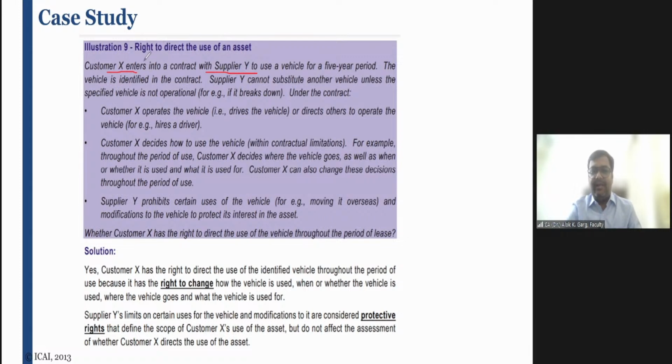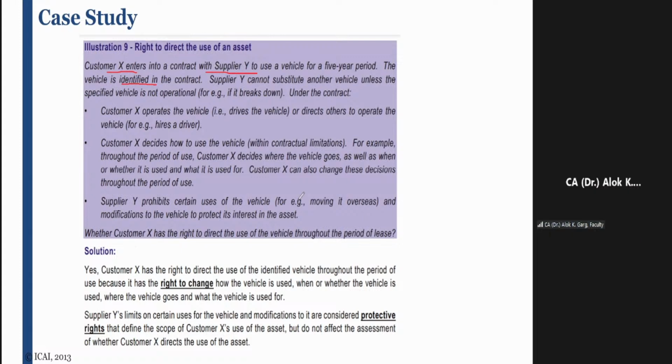Customer X, meaning lessee, enters into a contract with supplier Y, meaning lessor, to use a vehicle for a 5-year period. The vehicle is identified in the contract. So it is written that it is an identified asset. And further it is written that supplier Y cannot substitute another vehicle unless the specified vehicle is not operational. Means if it breaks down, then only the supplier will provide another vehicle, otherwise not, right?